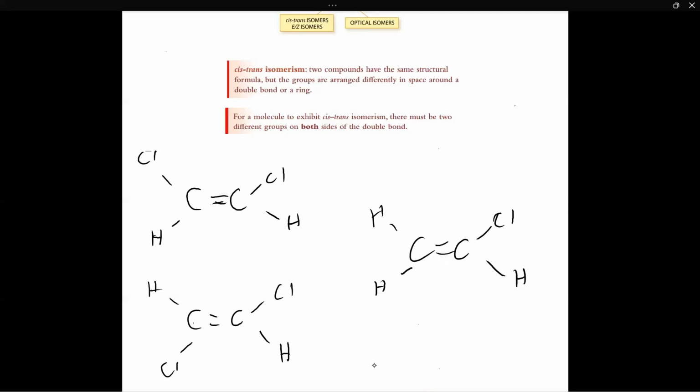Hopefully you understand what I'm saying, right? It doesn't make a difference. So you need both sides of the molecule to have different groups. So both carbons should have different groups attached to them. You can't have the same groups. If you have the same groups attached to one carbon, cis-trans isomerism cannot exist.